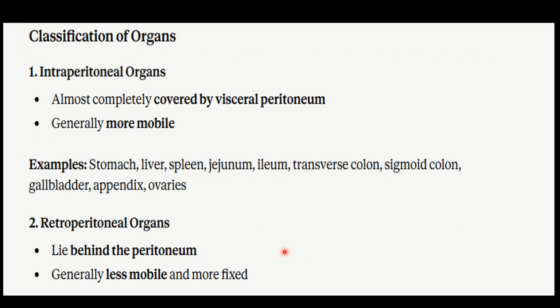Now we'll talk about the next part, the classification of organs. So what is the classification of organs? The first is intraperitoneal organs, which are almost completely covered by the visceral peritoneum and are generally more mobile. Mobile means they move to a certain extent. Examples include the stomach, liver, spleen, jejunum, ileum, transverse colon, sigmoid colon, gallbladder, appendix and ovaries. So these are intraperitoneal organs.